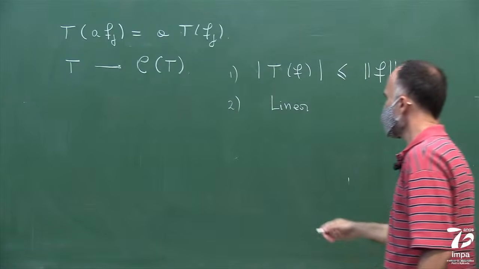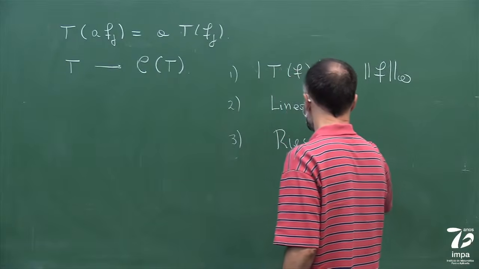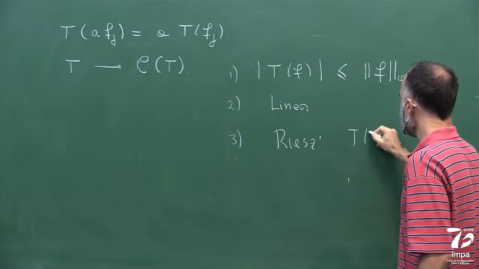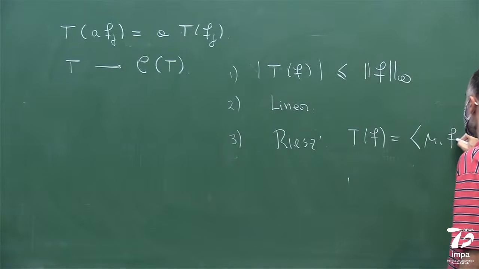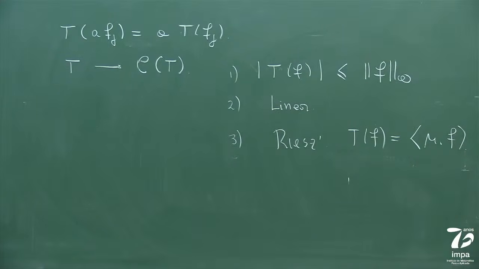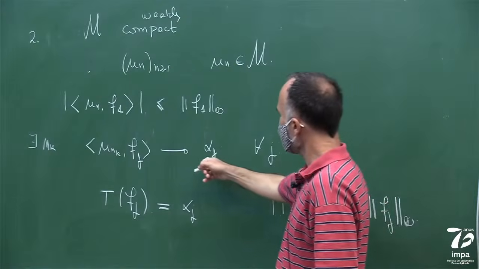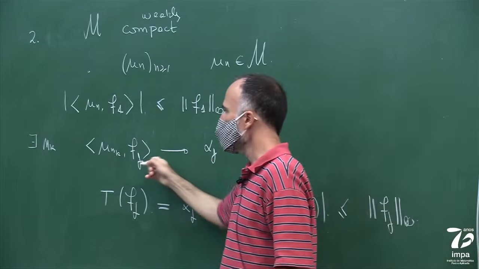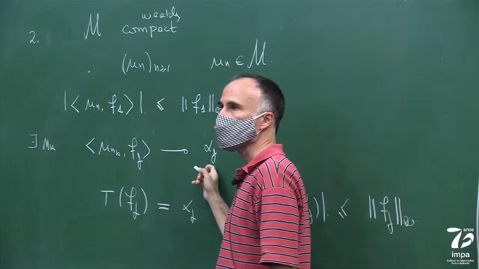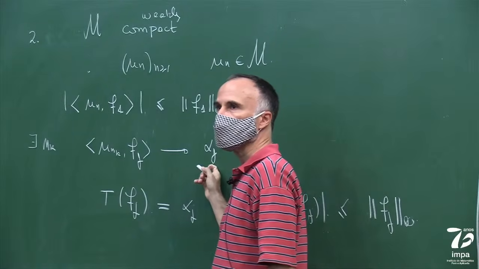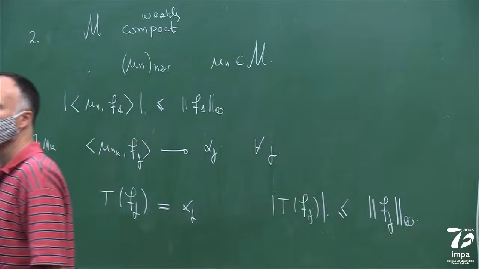Then at this point, you use Riesz's representation lemma, which tells you that there exists a measure such that T can be written as mu of f. And now finally, since you know that alpha_j is T of f_j, you have that mu_n f_j is converging to alpha_j, which is mu of f_j, and that will tell you that mu_{n_k} converges to mu weakly.